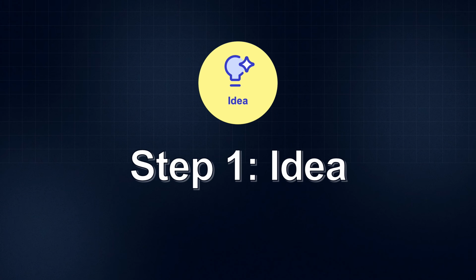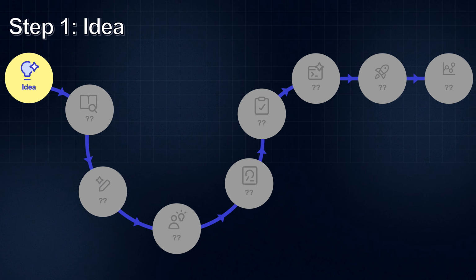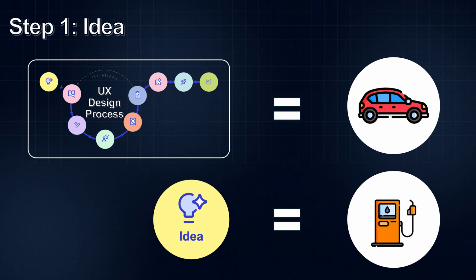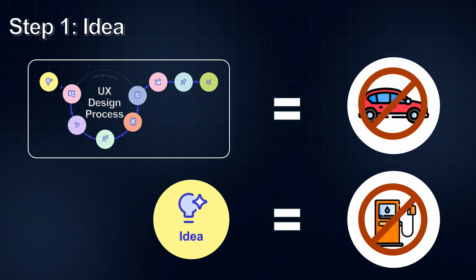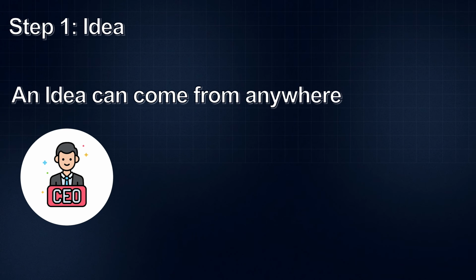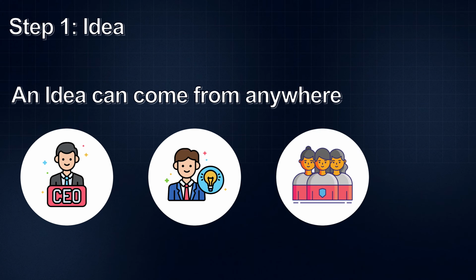Step 1, idea. The process starts with an idea. Think of this process as a car and the idea as the fuel. Without the fuel, the car cannot start, right? And likewise, without the idea, the process cannot start. An idea can come from anywhere, from the CEO, from the product manager, or from the customer support team, or from any department.